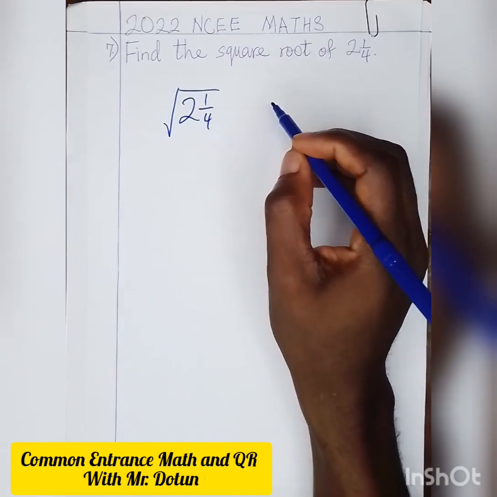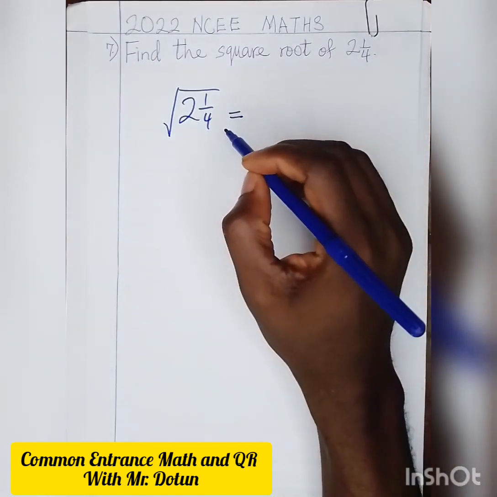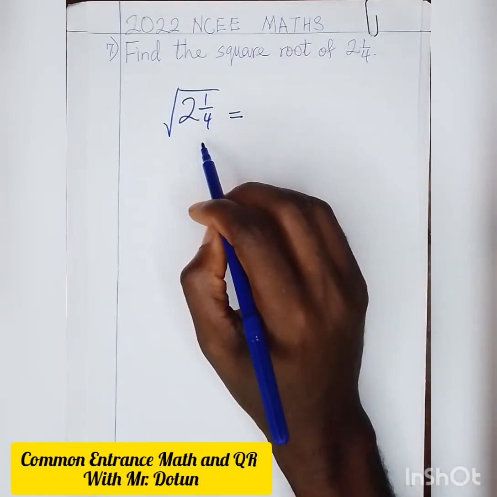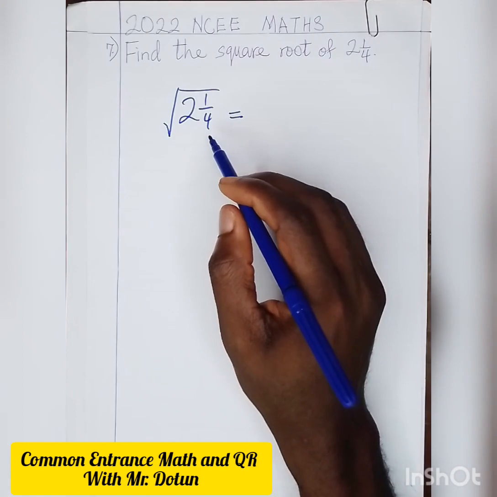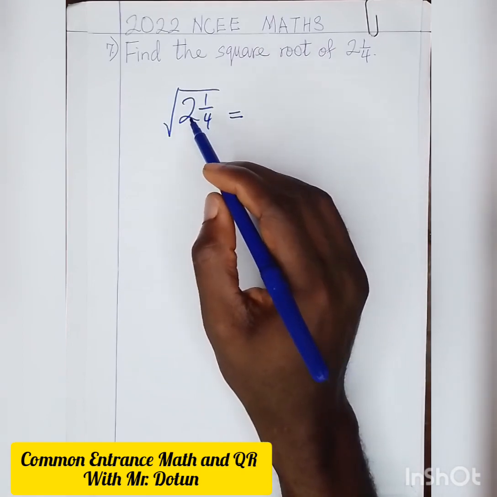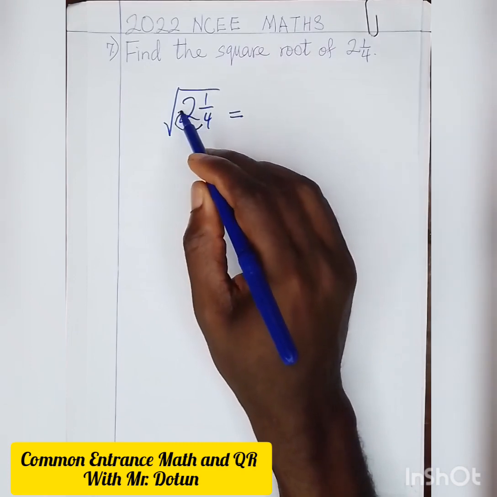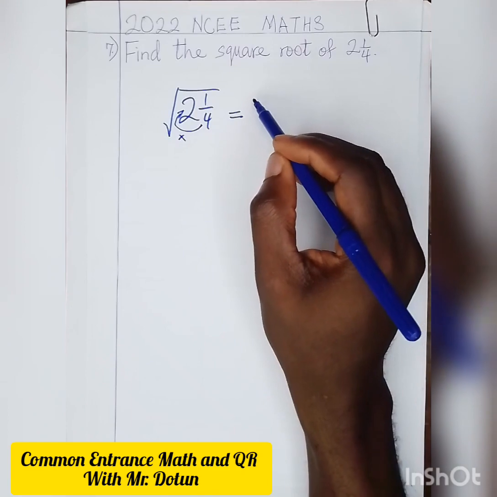Okay, the first thing we have to do is to convert it to an improper fraction. Alright, we convert 2 whole number 1 over 4 to an improper fraction. You still remember that? So what we have to do is to multiply the whole number by the denominator. So we do 2 times 4. And 2 times 4 is 8.